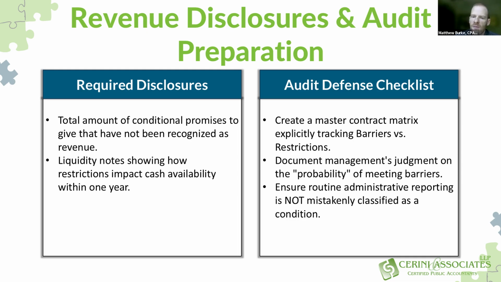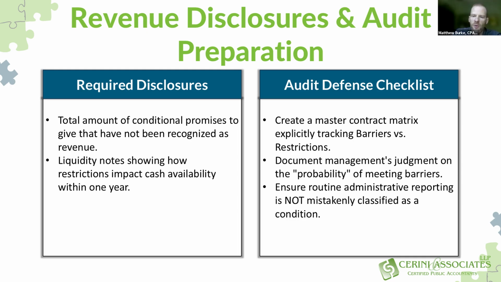Document your judgment when there's a probability of meeting barriers. You record the income when the barriers are substantially met. So there may be some judgment involved with that, and document that. So when your auditors come in or anyone else, you can show them, here, we met it. This is how. You want to be concerned with auditors from people like us, but also from the funding agency. Could be a government agency and they have auditors and they come in and they look at the stuff too.